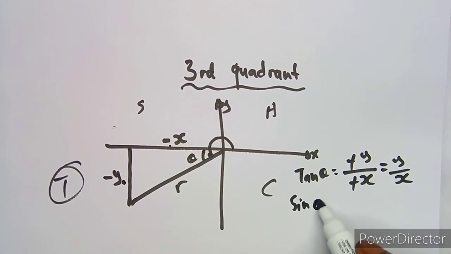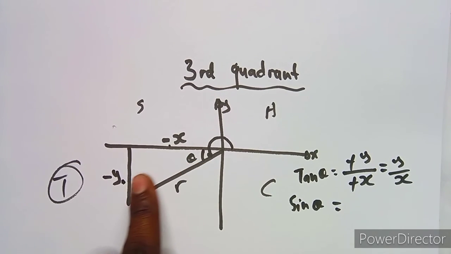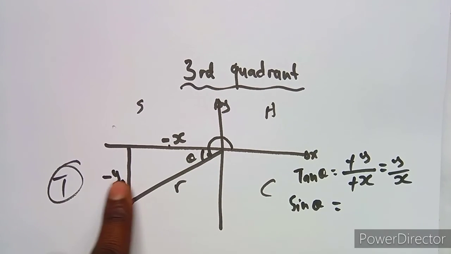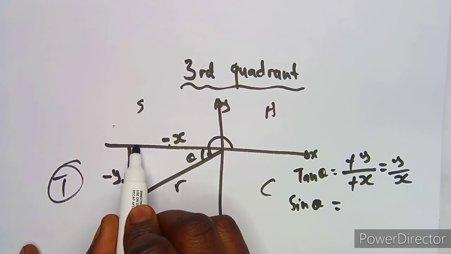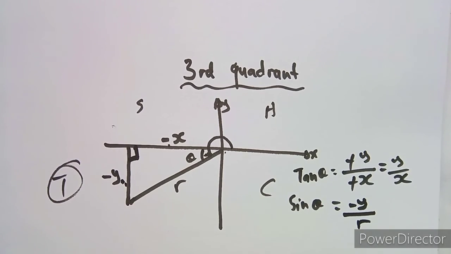Is it going to be negative? Tan is the only one which is positive, which means sine and cos are negative. Sine theta is opposite over hypotenuse, because this is where your 90 degrees is. So this is opposite, minus y, over hypotenuse, which is r. As you can see, it's a negative.